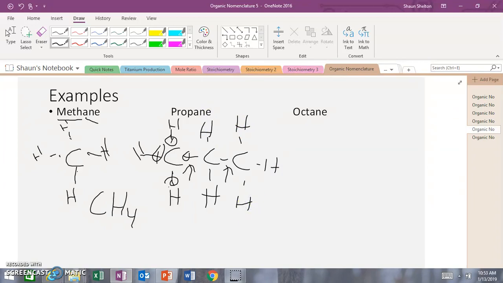Now the formula for this is going to be C3H8. You can count them up. That's 8. Another way you can figure this out is you're going to have the number of carbons times 2 plus 2.